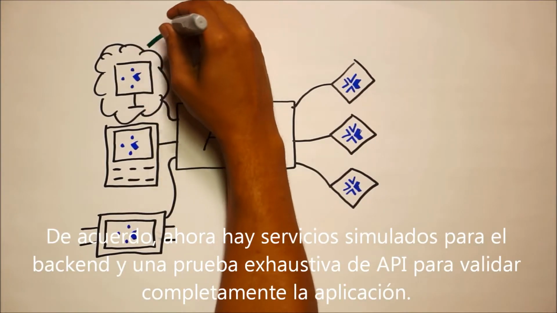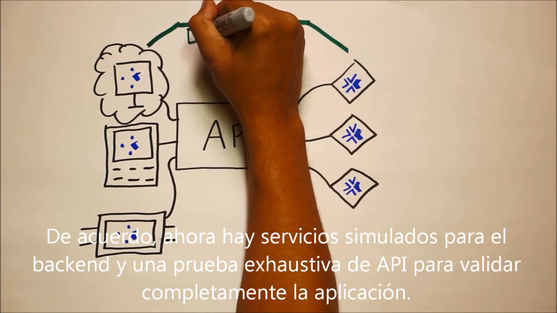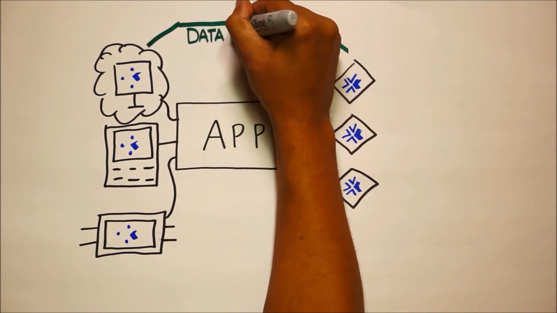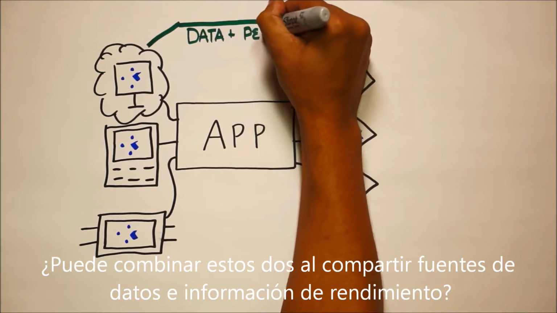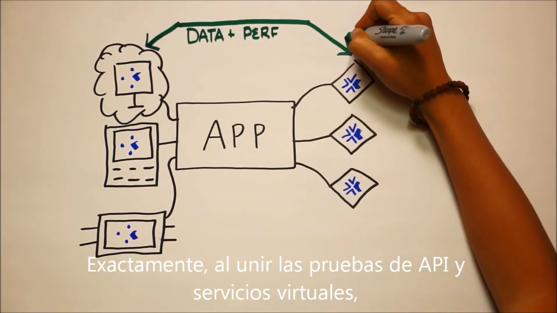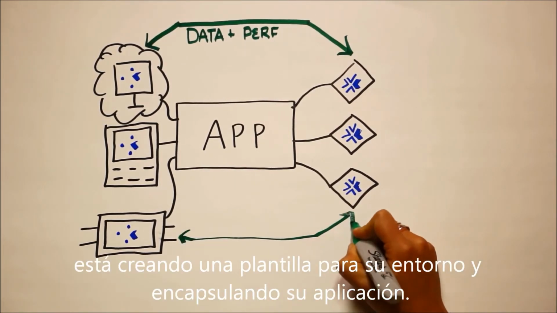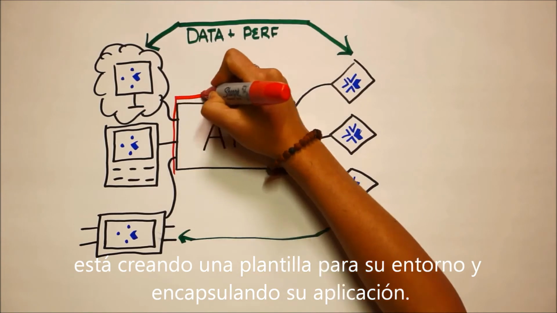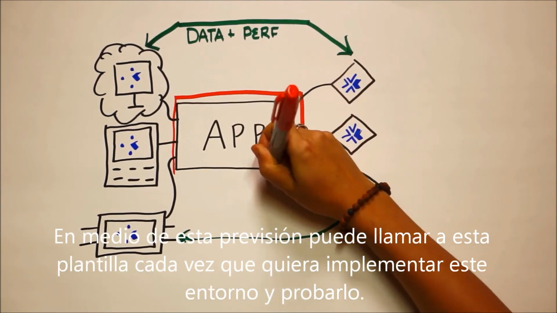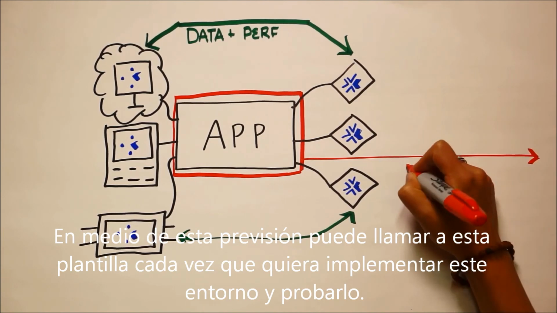Okay, so now there are simulated services for the backend and comprehensive API tests to fully validate the application. Can you combine these two together by sharing data sources and performance information? Exactly. By tying together reusable API tests and virtual services, you're creating a template for your environment and sandwiching your application in the middle of this predictability. You can then call this template anytime you want to deploy this environment and test away.